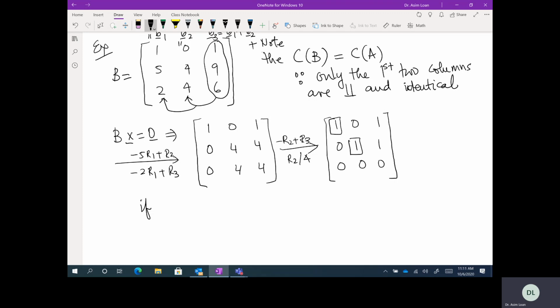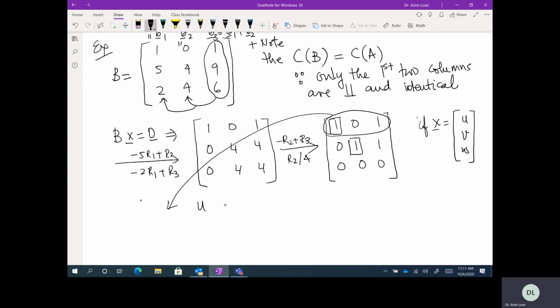But in the meanwhile, this simply means this is the first equation. So if x is equal to u, v, and w, this means u plus w equals 0, because we are solving Bx equal to 0. And then the second one means v plus w is equal to 0. And obviously w is equal to w. This is obvious. So these are the pivots.